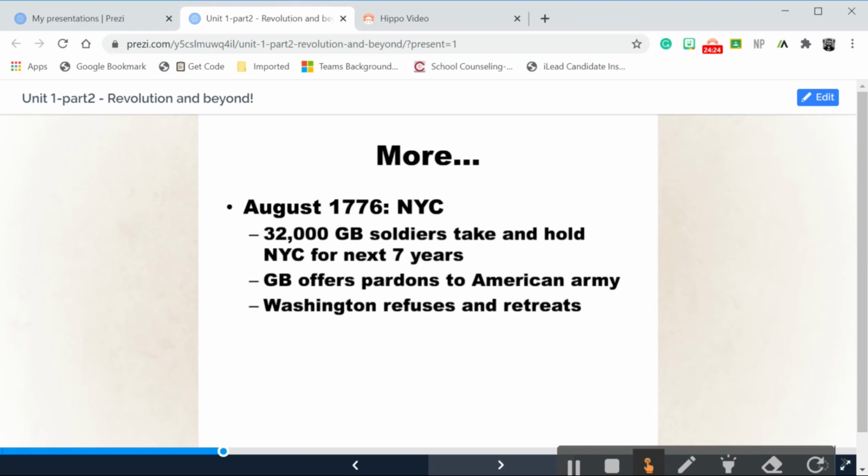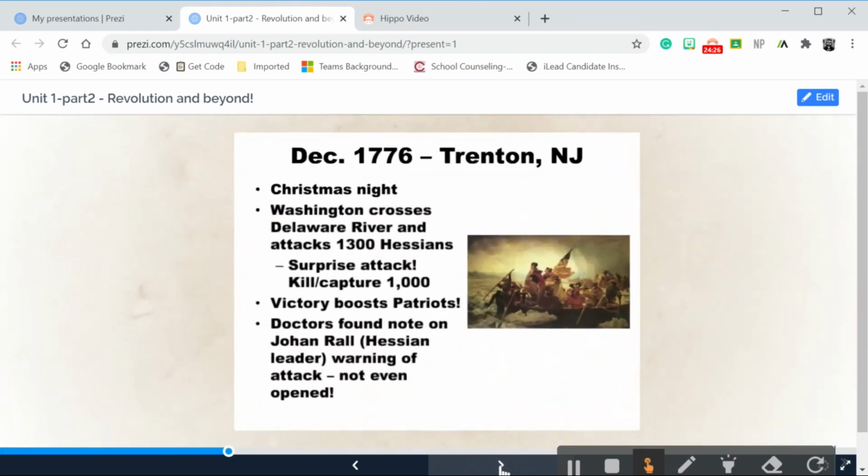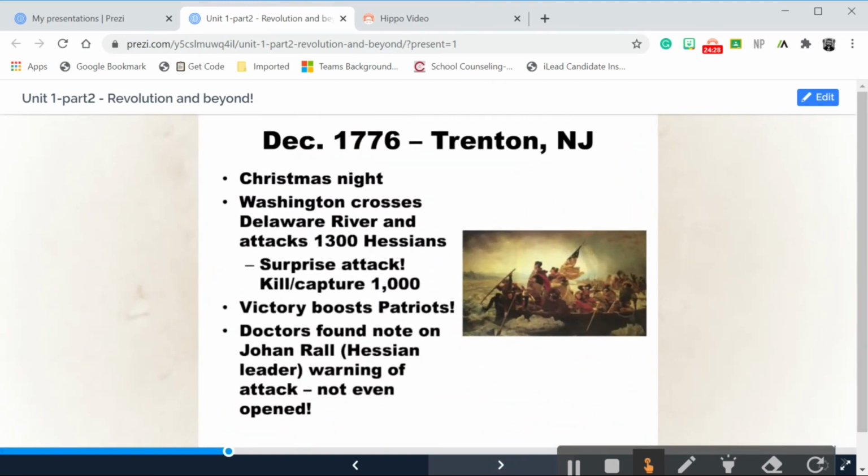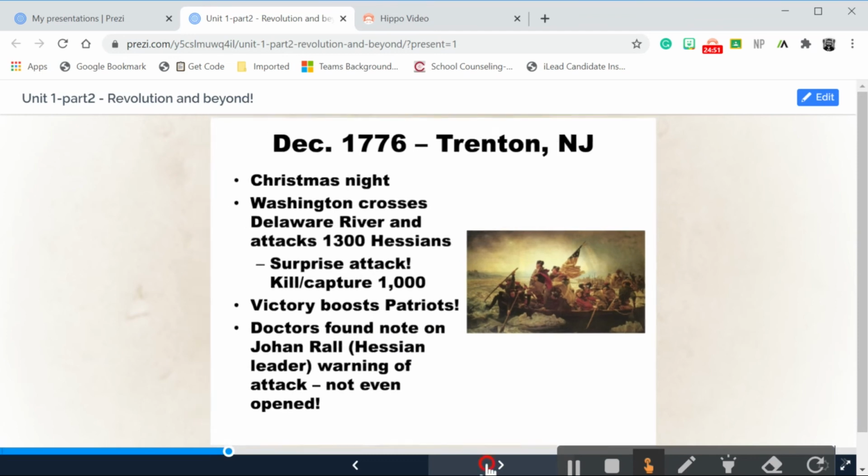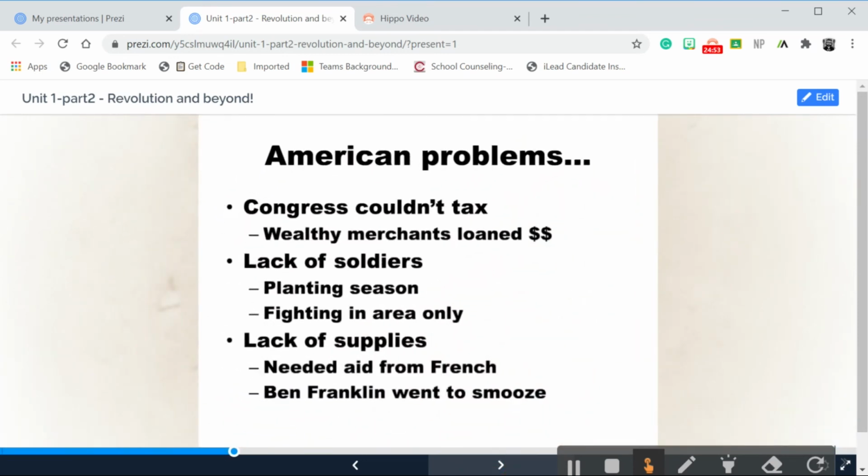Washington refuses and retreats. Then you have Trenton, New Jersey on Christmas night, 1776. Washington crosses the Delaware River and attacks 1,300 Hessians in a surprise attack, killing and capturing 1,000 of them. Victory boosts the patriots. Doctors found a note on Johann Rall, the Hessian leader, warning of the attack, not even opened. So they actually knew the attack was coming.